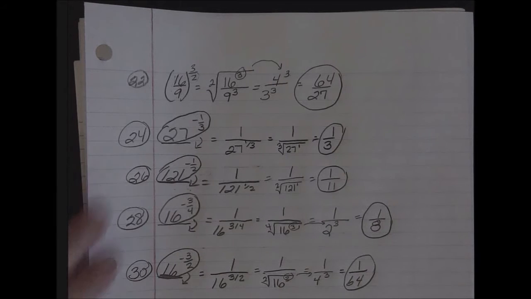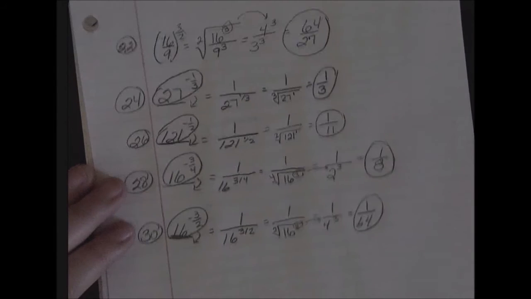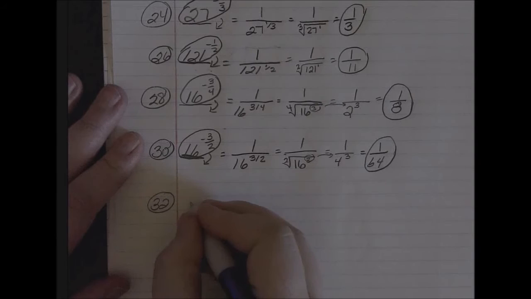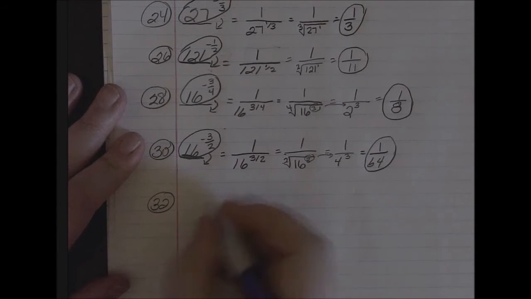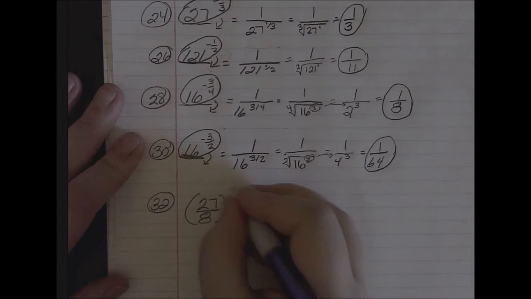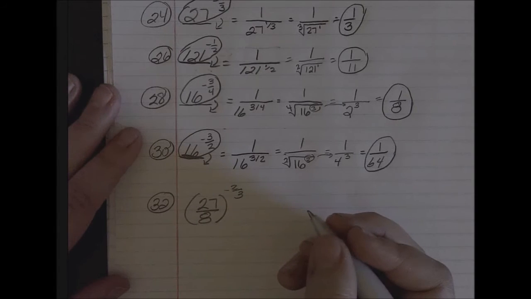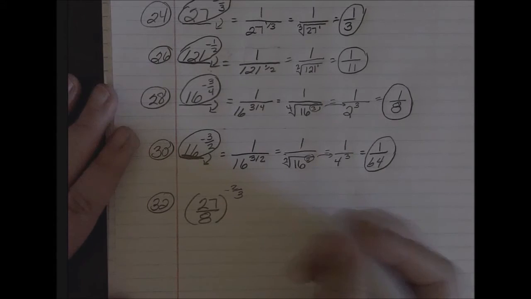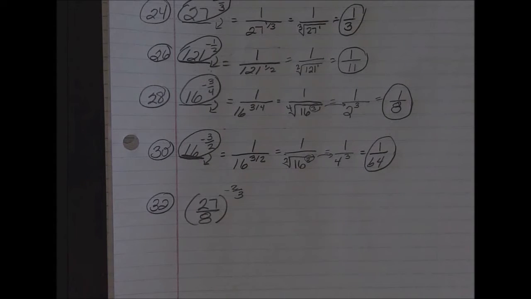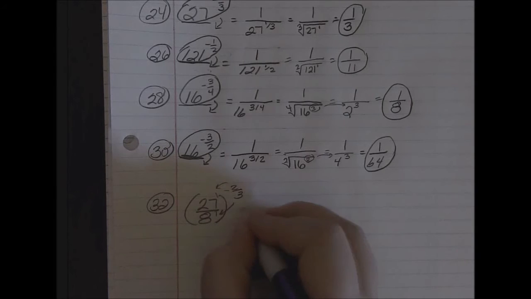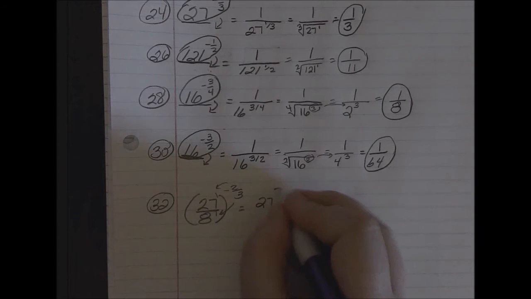The final problem in this objective at least is going to be number 32. 32 says I have 27 over 8, all to the negative 2/3 power. We can do this a couple of different ways, but with this negative exponent, it makes it a little tricky. So I'm going to recommend that you distribute that negative 2/3 into each exponent. This would be the easiest method in my eyes.